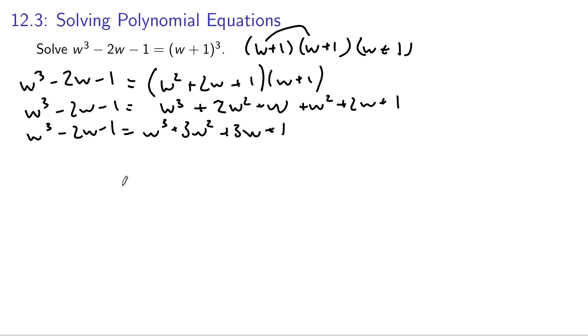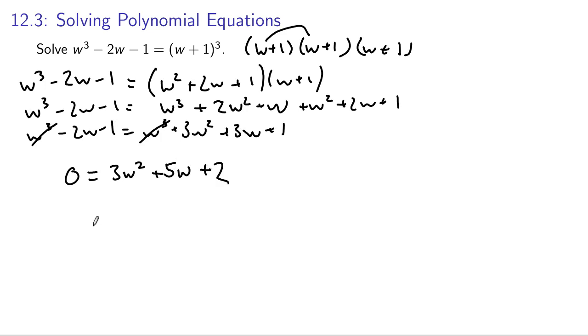Now, put everything on one side. Let's put it on the right. We have w cubed minus w cubed. That's going to be 0. Now we're adding. There's no quadratic term on the left, so 3w squared stands. Adding 2w, we get 5w. Adding 1 to 1, we get plus 2. Now we have a quadratic.